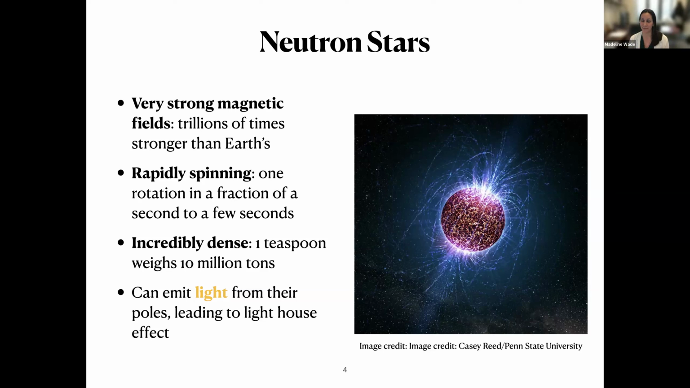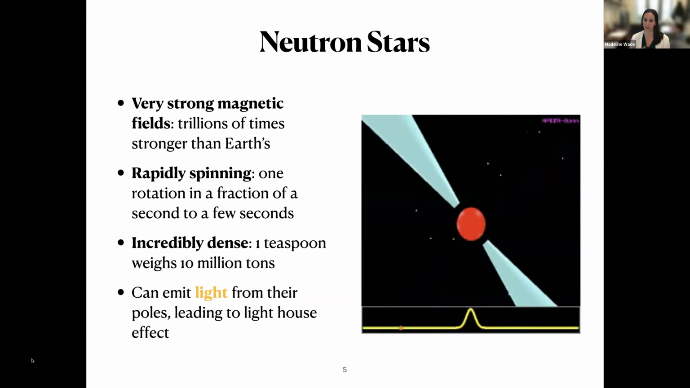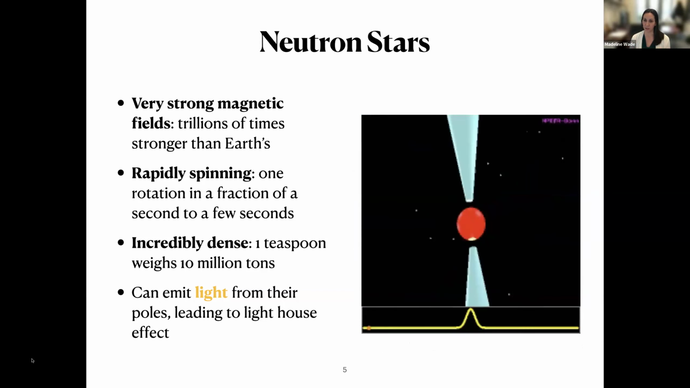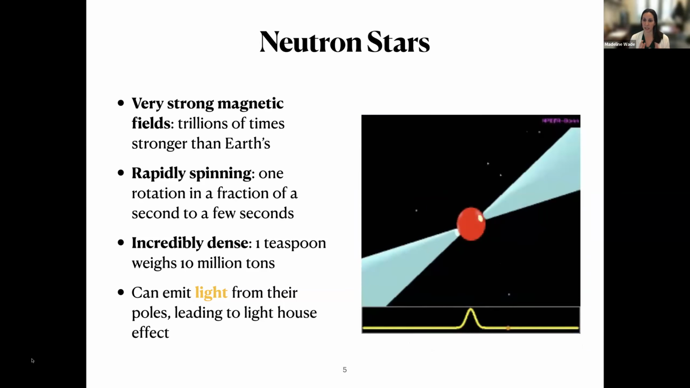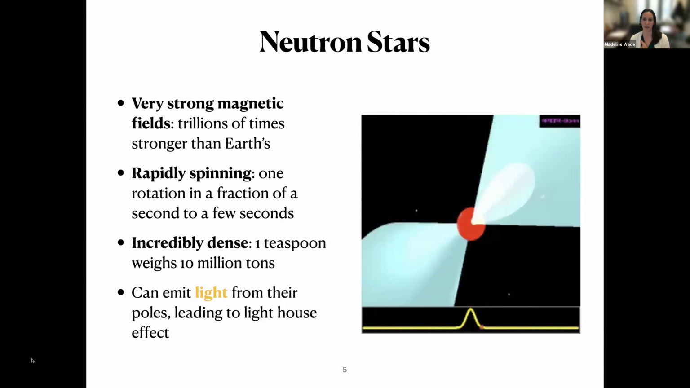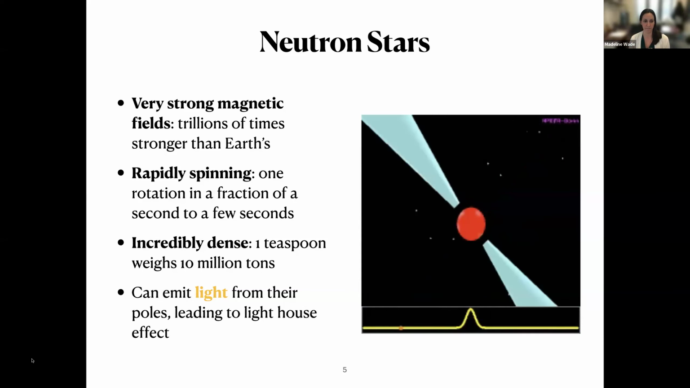And they're incredibly dense. One teaspoon of neutron star matter weighs 10 million tons. This is not a density that we will ever see or produce on Earth, at least not anytime in the near future. And additionally, they can emit light from their poles. So you can have this emission of these jets of light coming out of the poles of the neutron star. And as it's spinning by you, you get this lighthouse effect where the radiation being emitted by the poles of this neutron star will hit the Earth if it's beamed at you in these cyclic pulses.